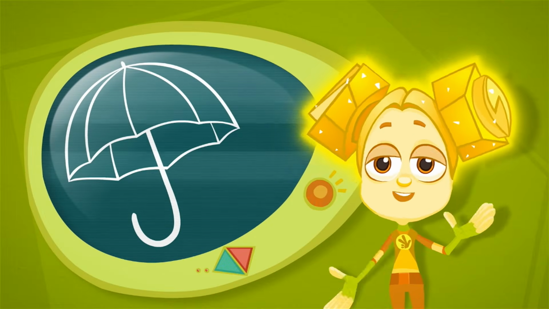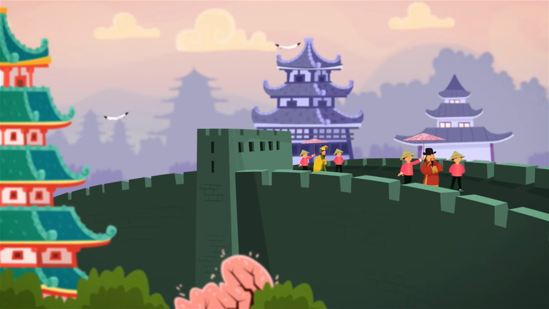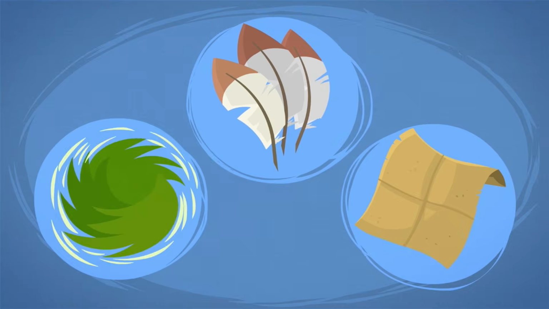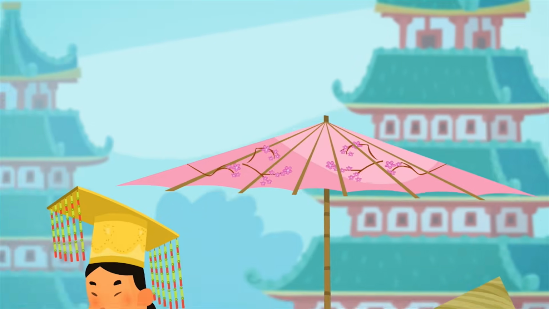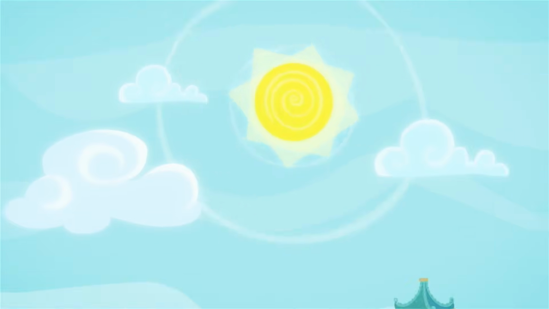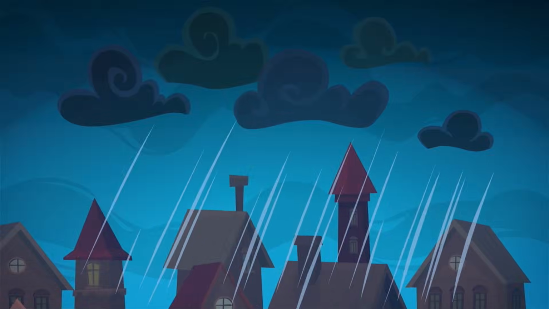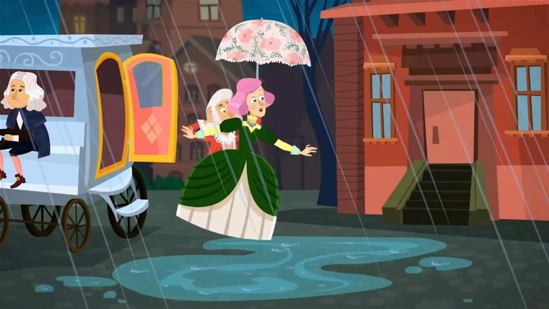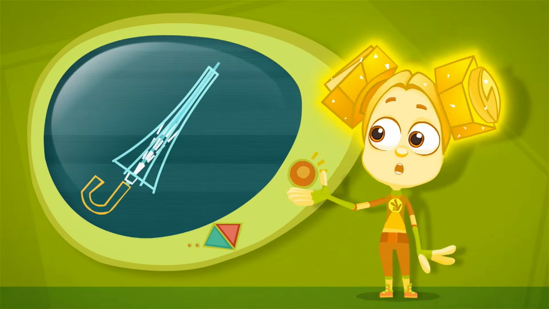Umbrellas are an ancient invention. They're almost 3,000 years old. In China and Egypt, umbrellas were made out of leaves, feathers, and paper. Servants carried them over their kings to protect them from the hot sun. When umbrellas became fashionable in Europe, people started using them as cover from rain. The most convenient are folding umbrellas.